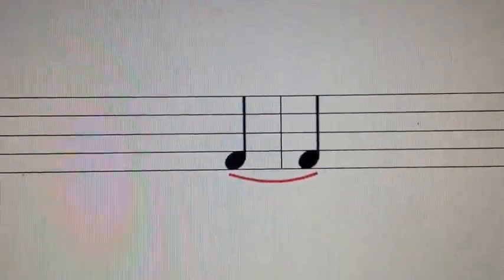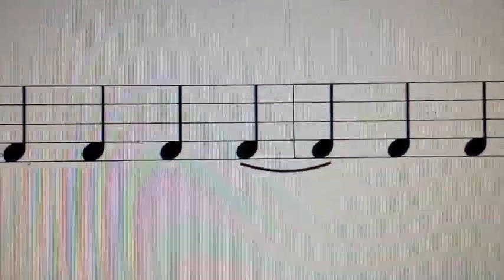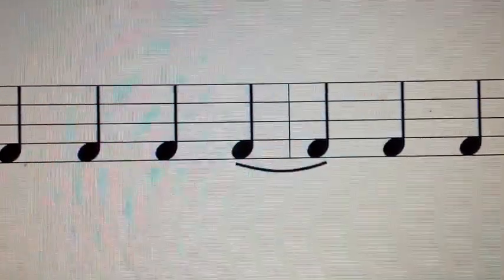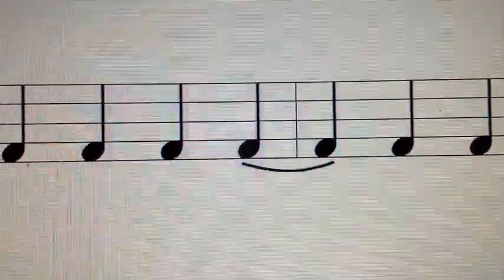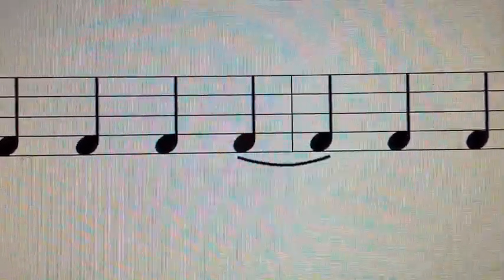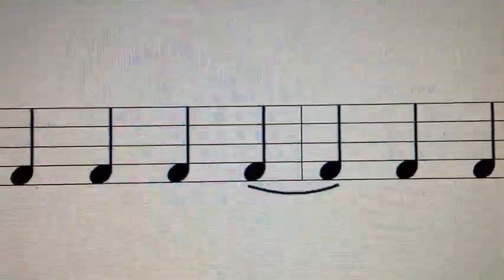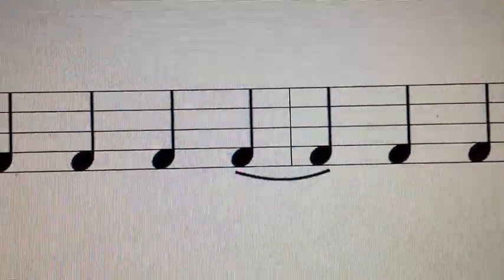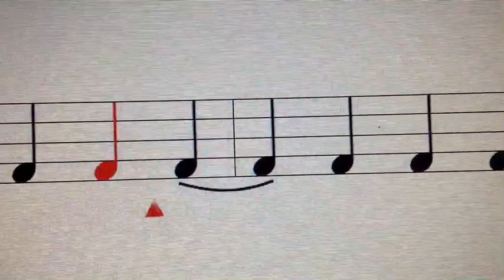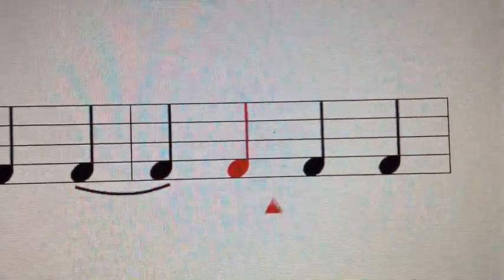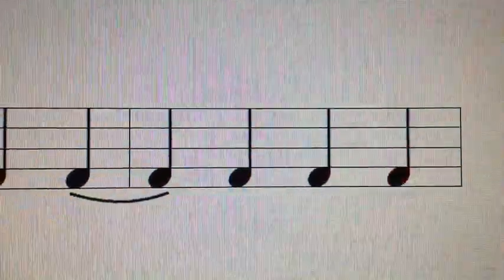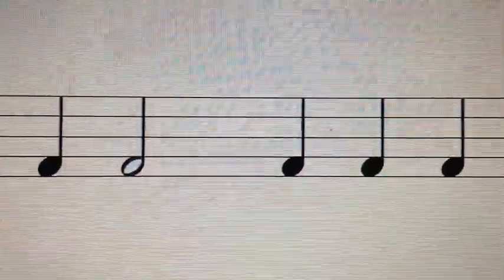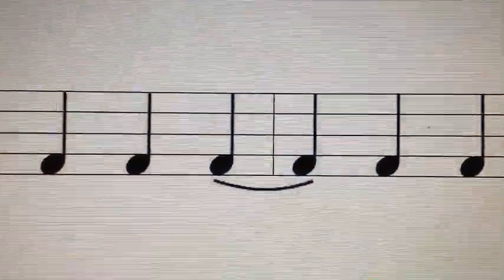Ties merge multiple notes of the same pitch. They are used to let the duration of a note travel across barriers such as the measure line in this example. The fourth and fifth notes are now combined. If the measure line were not here, we would have written a half note instead.